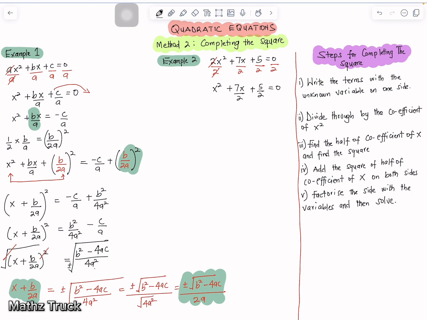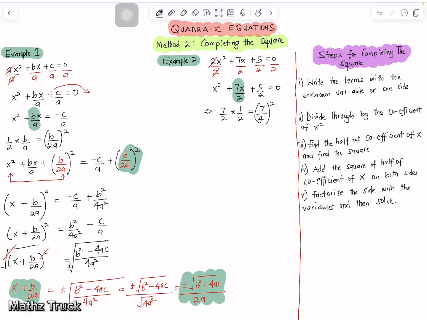Then the next step says that we have to find a half of the coefficient of x. The coefficient of x is 7 over 2. So finding the half, we will write it in this form. We have 7 over 2 times the half. We will have 7 times 1, which is 7, and 2 times 2, which is 4. Now we find the half of the coefficient of x and find the square. So after this, we put this in a bracket squared.